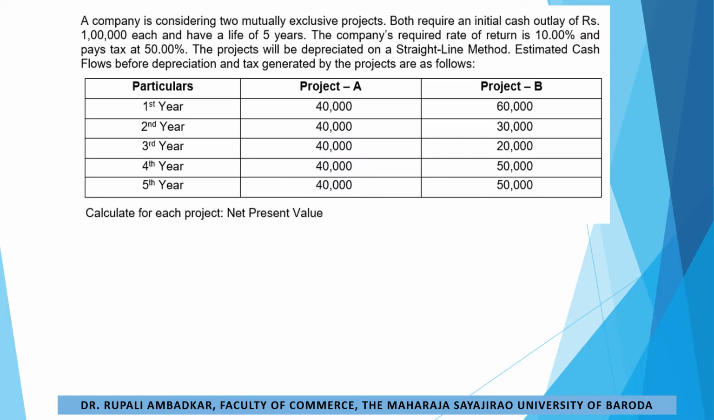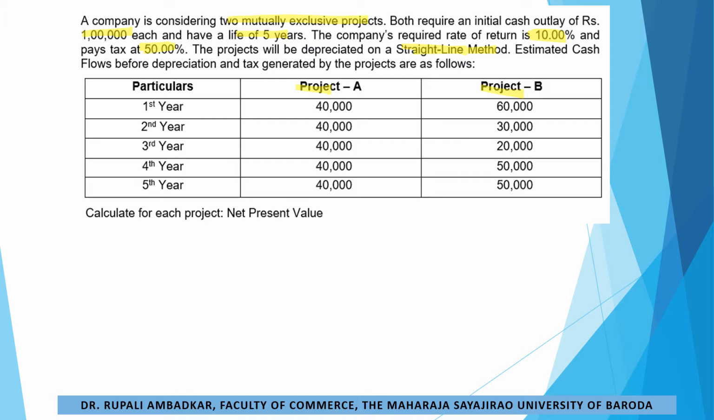So let us look at a sum. There are two project proposals for the company, project A and project B. They are mutually exclusive projects, so if one is selected, the other would be rejected. Both projects require an initial outlay of 1 lakh. They have a life of 5 years and the company's required rate of return or cutoff rate is 10%. The company pays tax of 50%. Depreciation is on the straight line method.